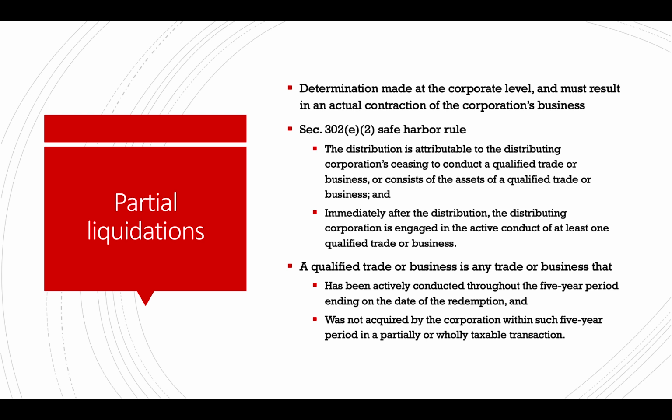All right, and they define a qualified trade or business as a trade or business that has been actively conducted throughout the 5-year period ending on the date of the redemption and was not acquired by the corporation within such 5-year period in a partially or wholly taxable transaction. So we are ceasing to conduct a qualified trade or business, but we still conduct another qualified trade or business. So we are contracting, but we are not going out of business. That's basically what the safe harbor says.